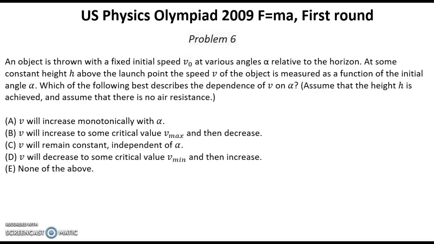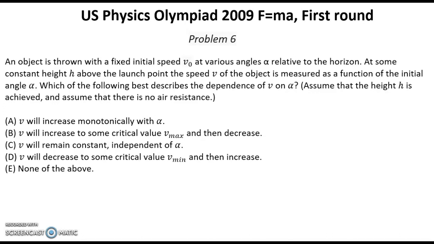A. V will increase monotonically with alpha. B. V will increase to some critical value V max and then decrease. C. V remain constant independent of alpha. D. V will decrease to some critical value V minimum and then increase. E. None of the above.